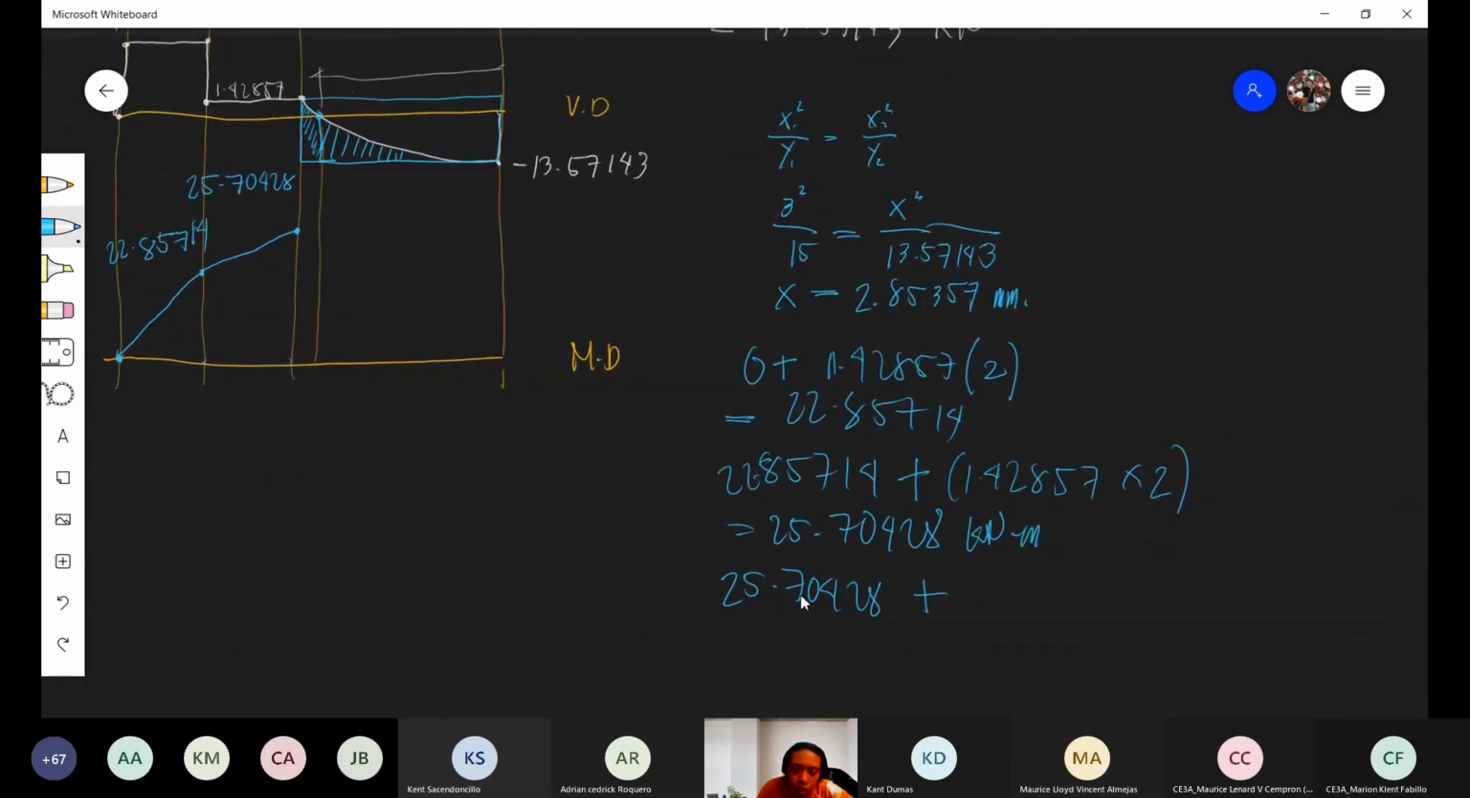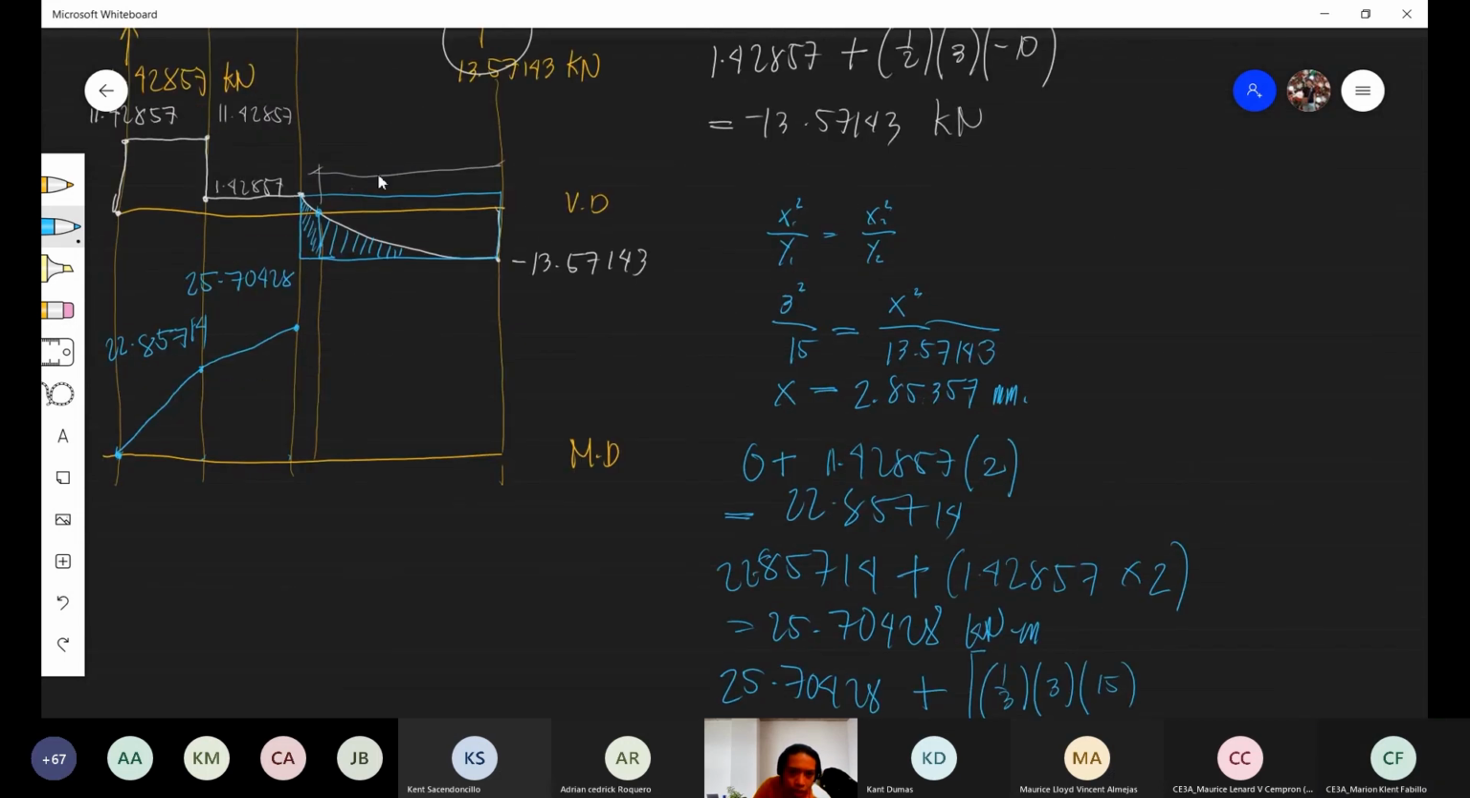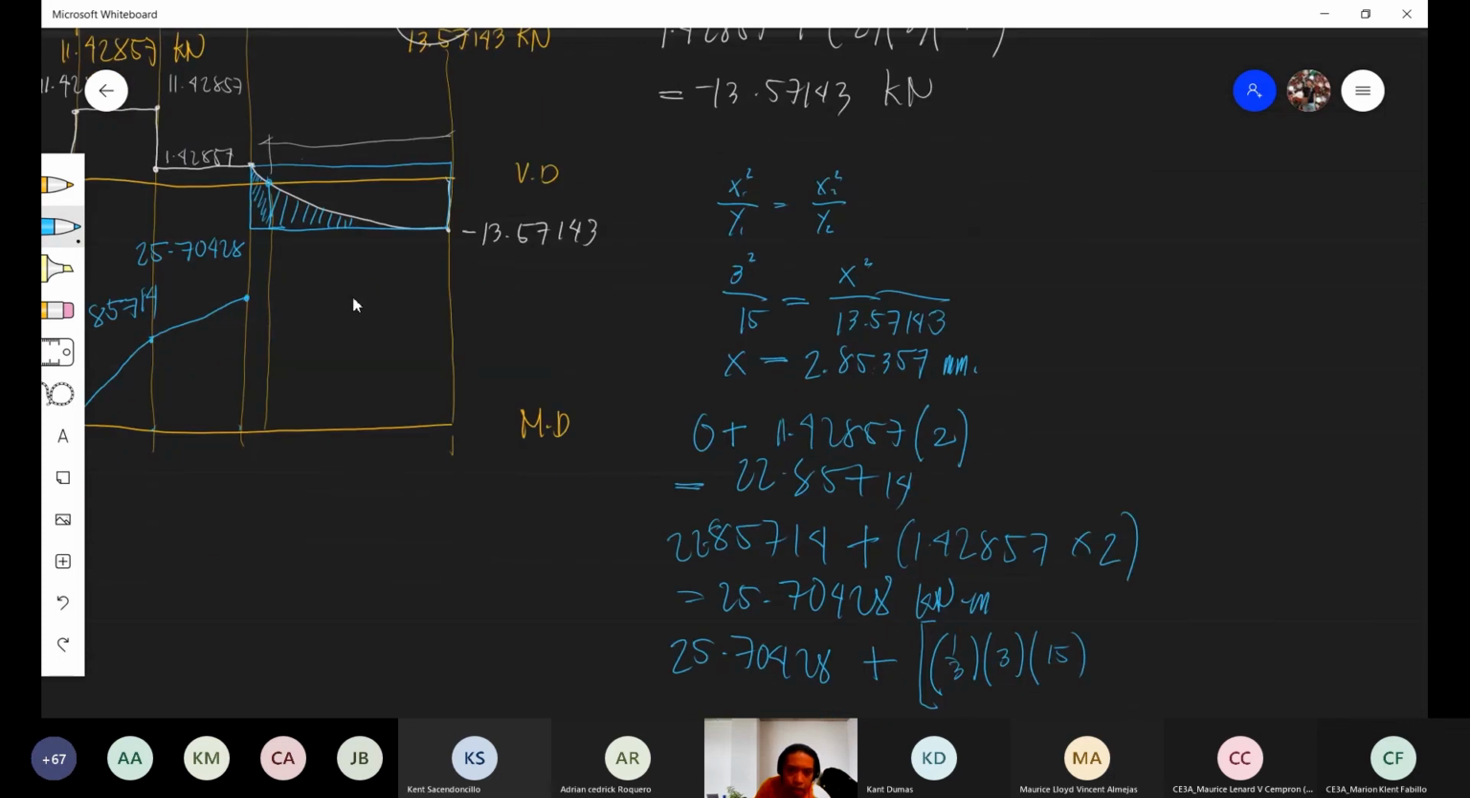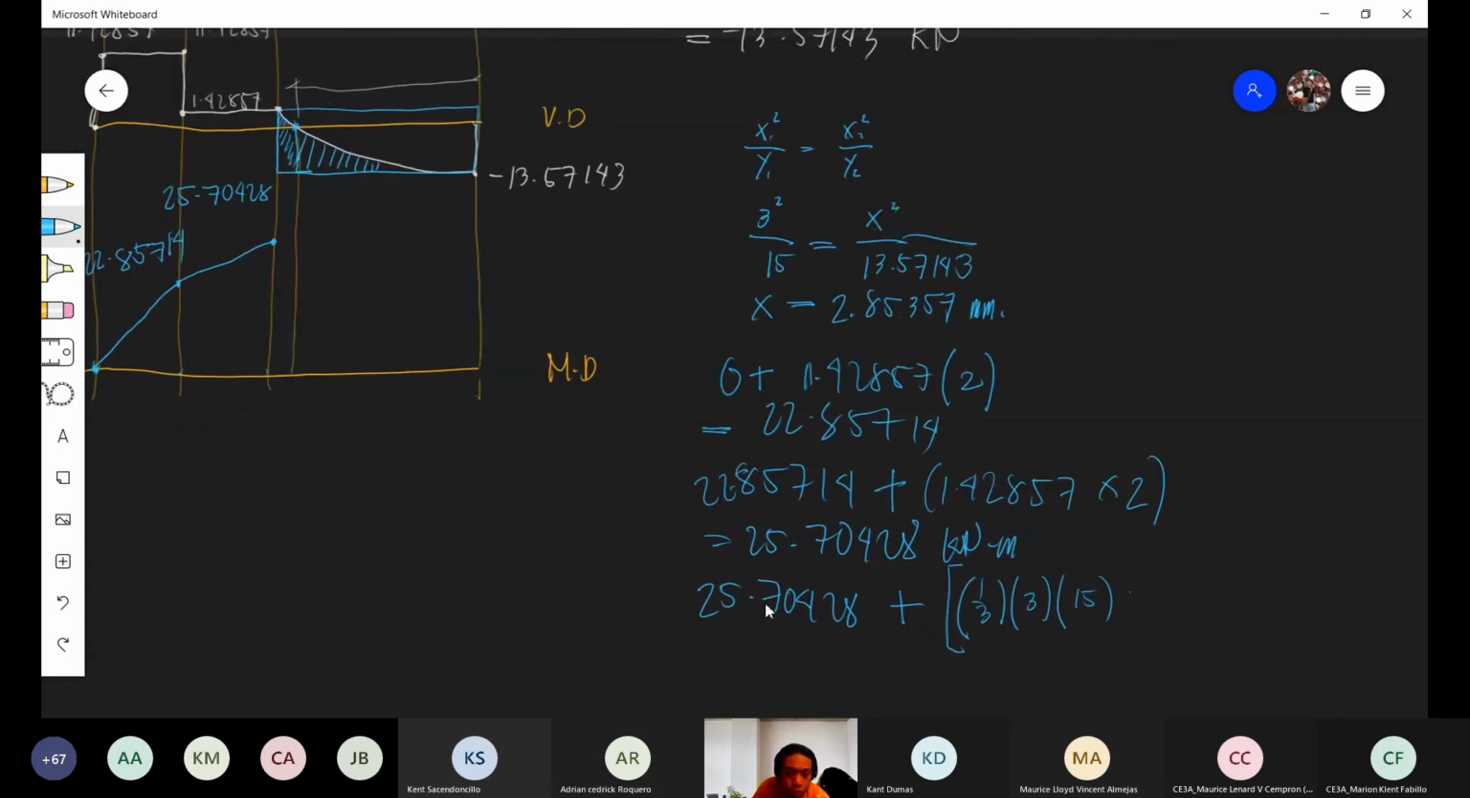25.70428, this is the previous moment. Then we add the areas. This area, and that is equal to, right? The biggest spandrel, what is the biggest spandrel? One third of the base, which is, what is the base? 3, right? Times the 15. 15, right? And from here to here is 3. 3 times 15. Then we subtract the small spandrel.